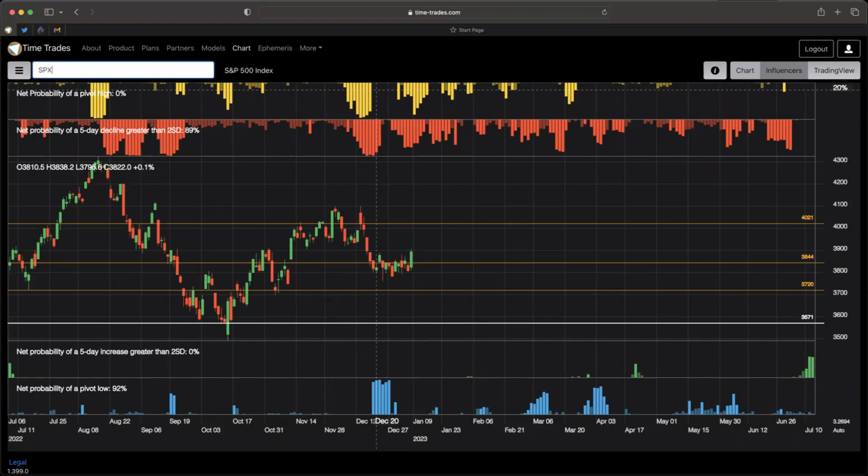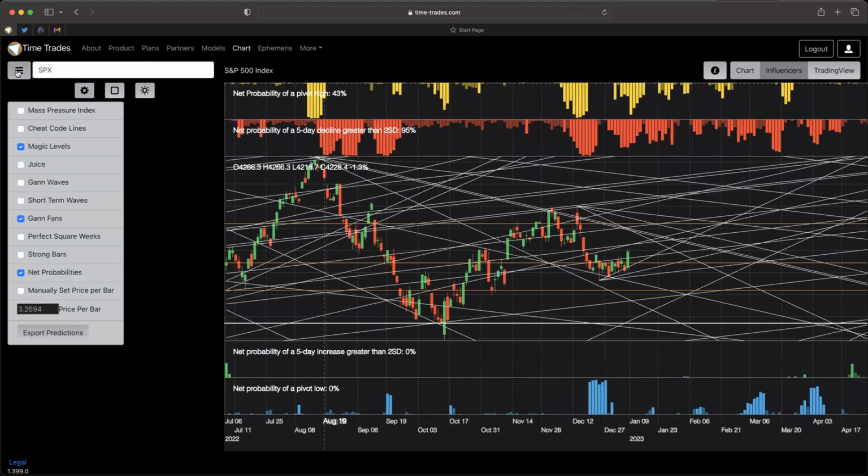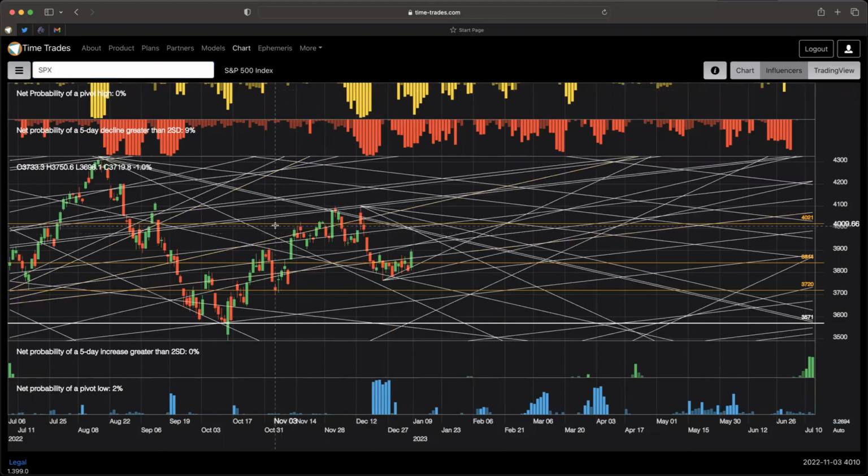Thanks for joining me for this tutorial on using Gann fans to square your chart. We're looking at SPX and Time Trades here. What we're going to do is first turn on the Gann fans feature under the main menu. You'll see a lot of lines appear on your chart. Don't worry about this. This is actually a benefit because it makes it easy and fast to square your chart once you know how to use all these lines.